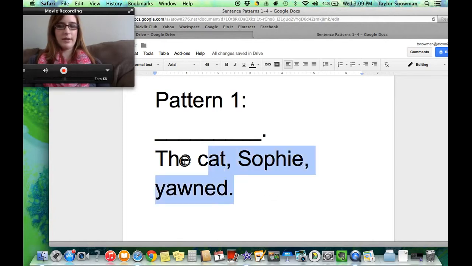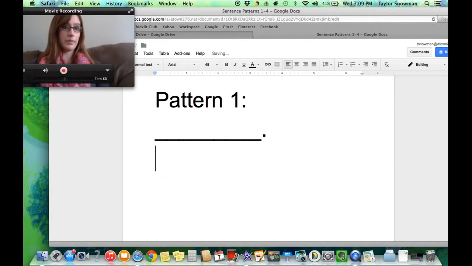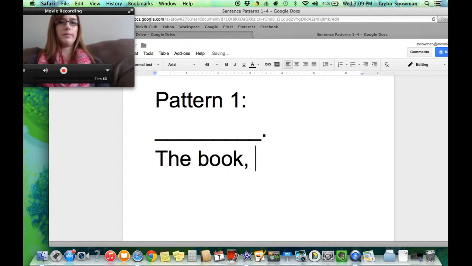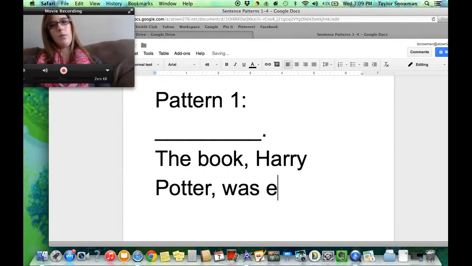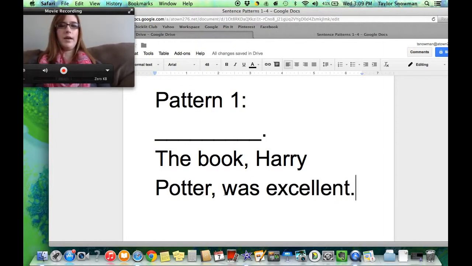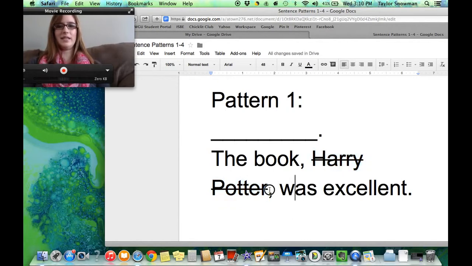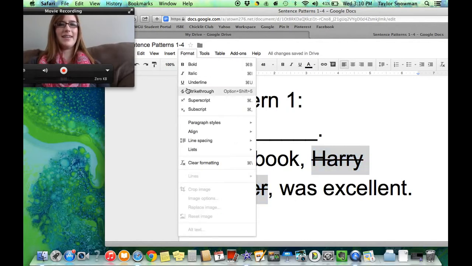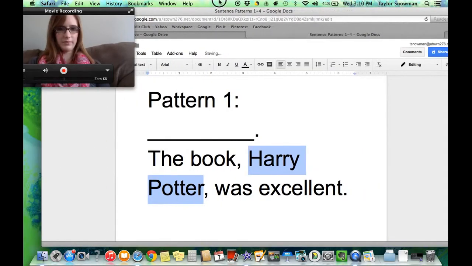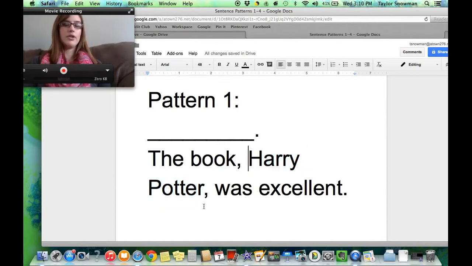So let's do another example of a sentence pattern 1 with omitted information. The book, Harry Potter, was excellent. Okay? Now, if you took out Harry Potter, the book was excellent. That stands on its own, right? So that is not needed, therefore it is called omitted information. So a pattern 1, the book, Harry Potter, was excellent. Now you put commas around the omitted information to tell the reader you take a break there and this part is omitted.